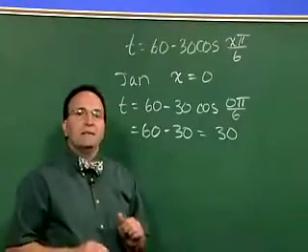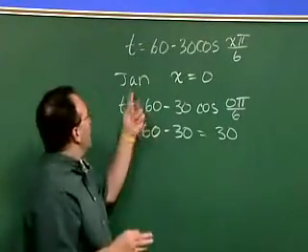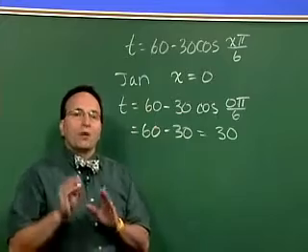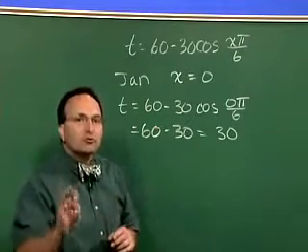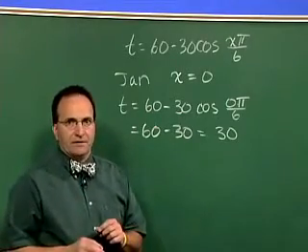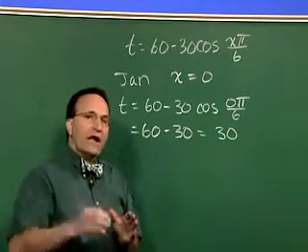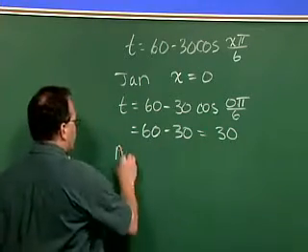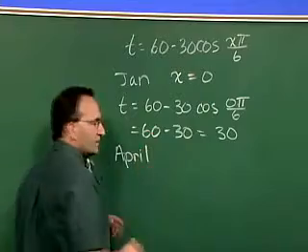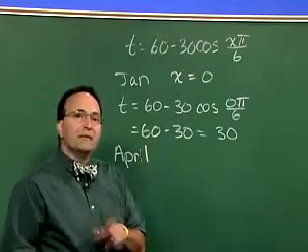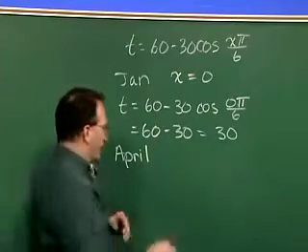Well, what does that mean? That means that in the month of January, we're looking at 30 degrees Fahrenheit. Okay, the other half of the problem was April. Well, what does April refer to? April would in this case be x equaling 3.